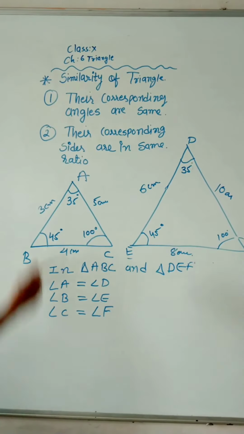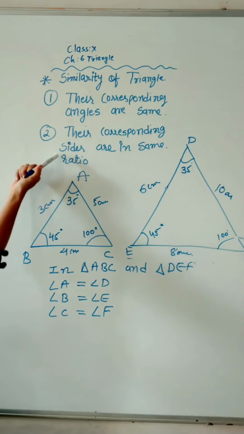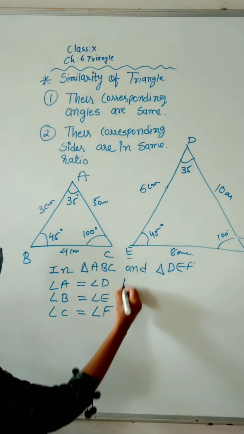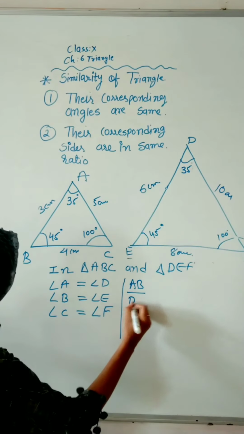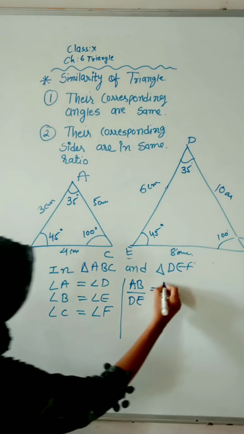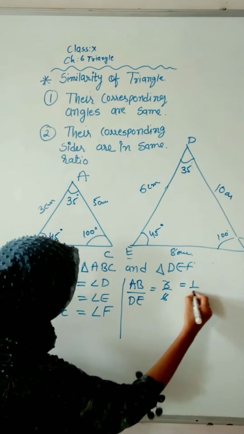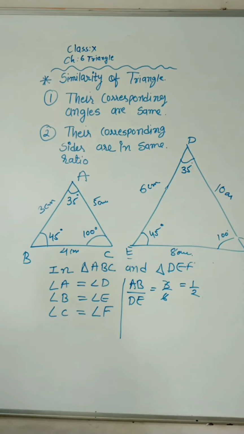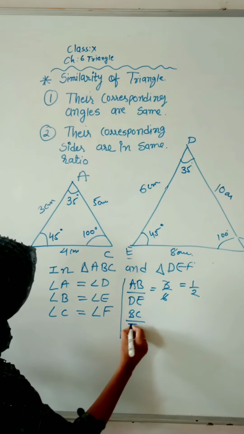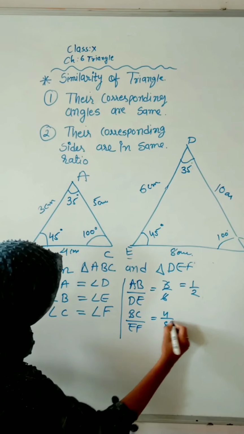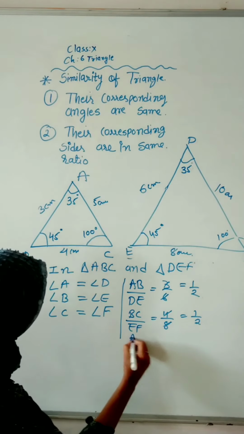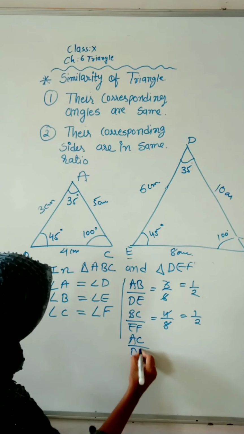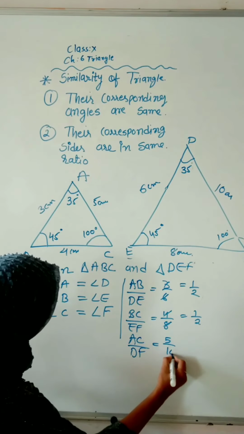So what is the second condition saying for similarity? Their corresponding sides are in the same ratio. What it is trying to say is that when you take the ratio of AB upon DE, it will be 3 upon 6 and your answer will be 1 upon 2. If you take the ratio of BC upon EF, means 4 upon 8, your answer will be 1 by 2, as we have reduced this. And when you take the ratio of AC upon DF, it will be 5 upon 10, means the answer will be 1 by 2.